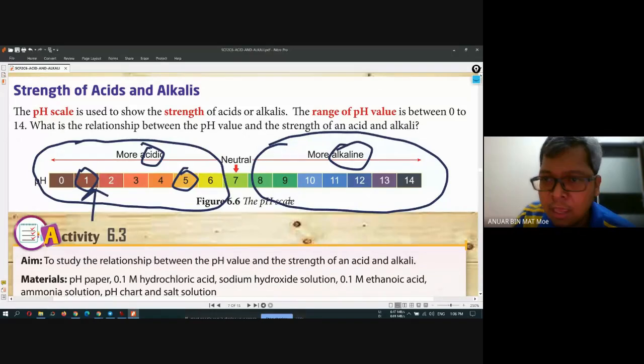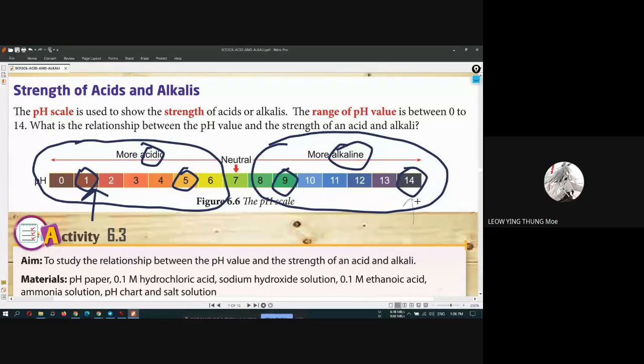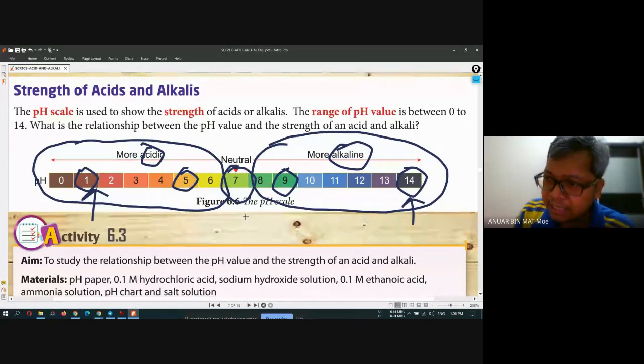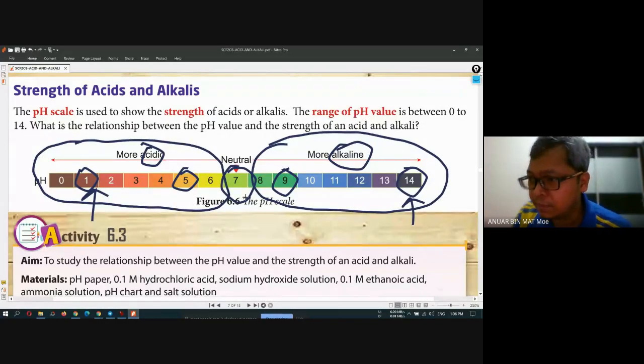Remember that. For alkali, between pH 9 and pH 14, which one is stronger? The strength is more alkali, 14 or 9? 14. That's all. This is the strength of acid. From pH 7, we call it neutral. It is not acid, it is not alkali, so it is pH number 7.